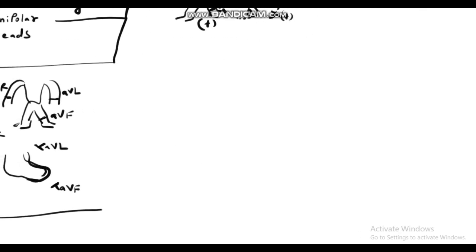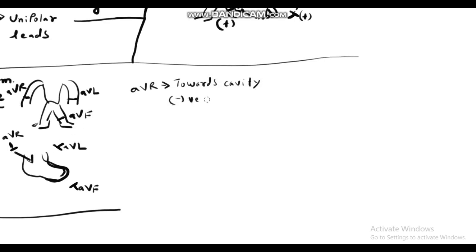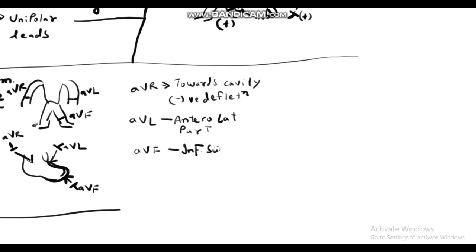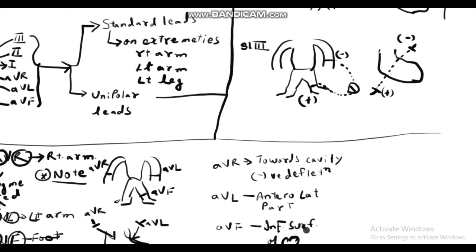In this way, we can judge which part of the heart is involved and which lead corresponds to which part of the heart. The AVR is usually negative because it shows a negative deflection, as it is oriented mainly towards the chamber of the heart. The AVL is oriented mainly to the anterolateral part, as we can see in the diagram also. So it tells you about the anterolateral part of the heart. The AVF tells you about the inferior part of the heart, which is oriented to the inferior surface of the heart. So AVR, AVL and AVF can be clearly viewed from the diagram.